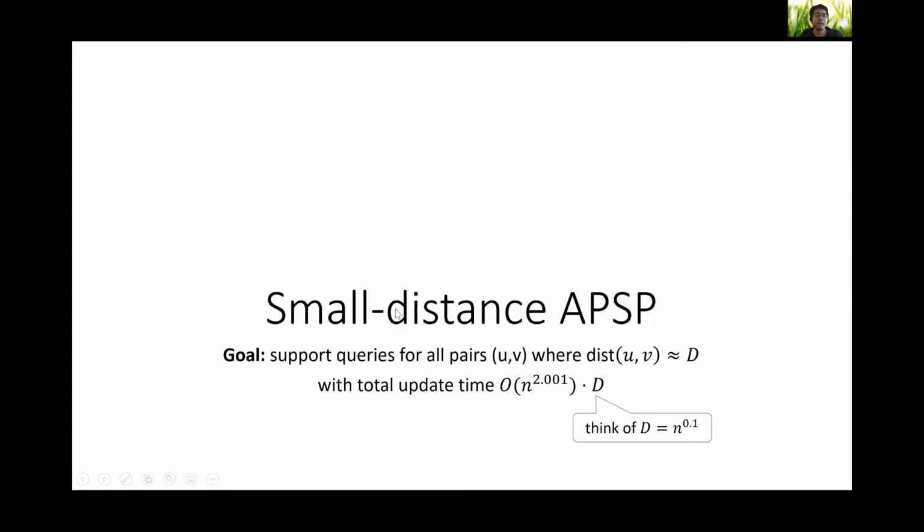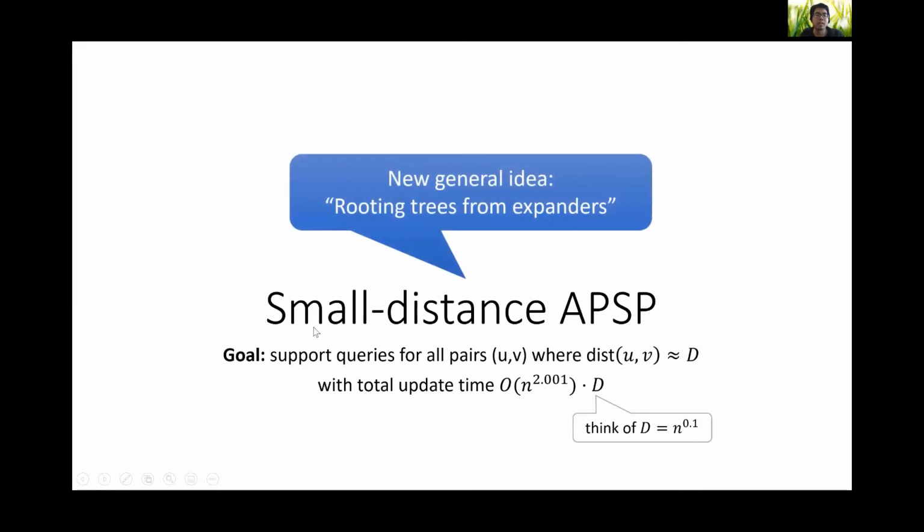Okay, so now small distance APSP. The goal is to support query between any pairs of node U, V with distance around D, all right? And with this time, like n squared times D. And you should think of D as something small because we are in the small distance regime. And the new idea that you should get out of this part is that it's about routing trees from expanders. You see what I mean by this.